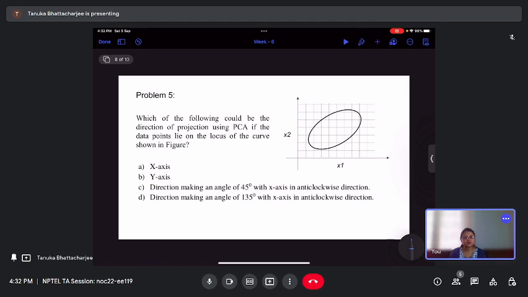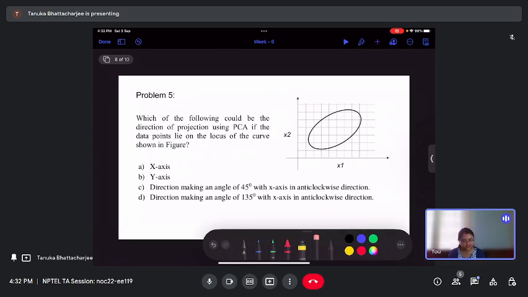So, anyone wants to answer this? I got the answer from Shima Shinde as C, the direction making an angle of 45 degrees with the x axis in the anticlockwise direction. Yes, that is the correct answer.